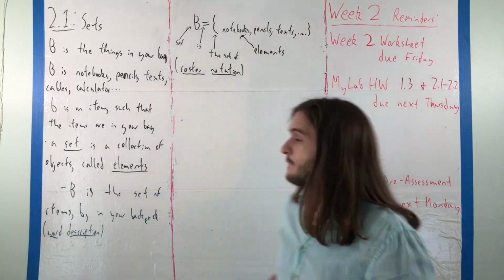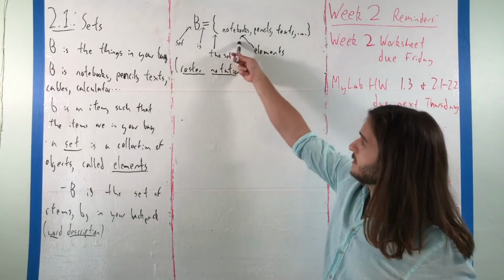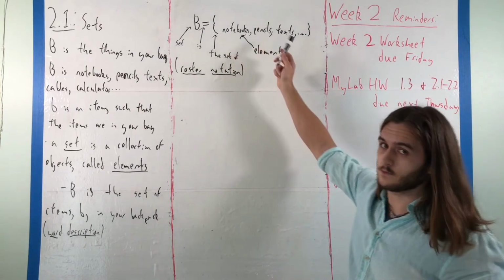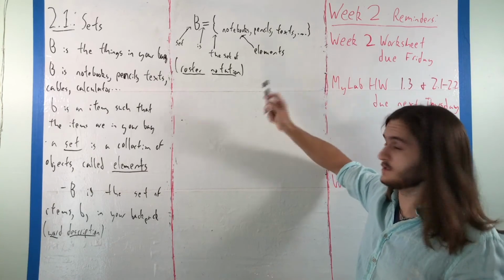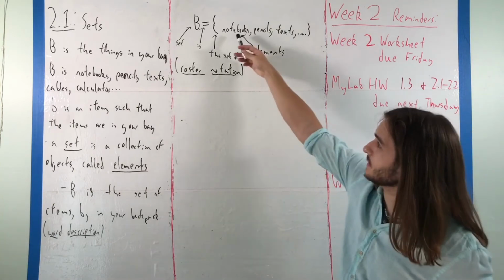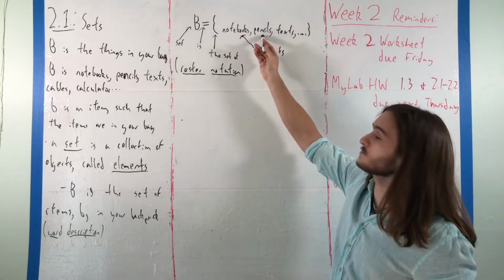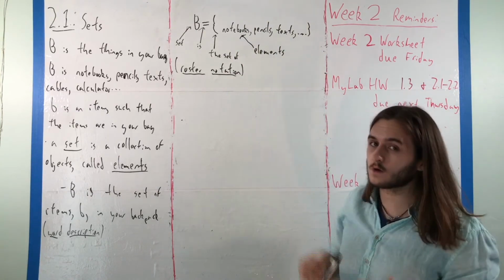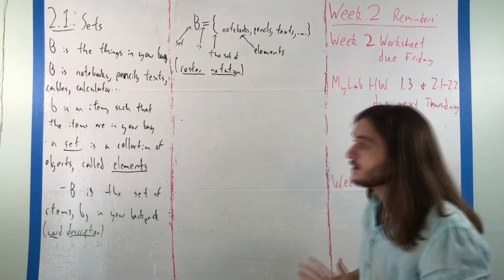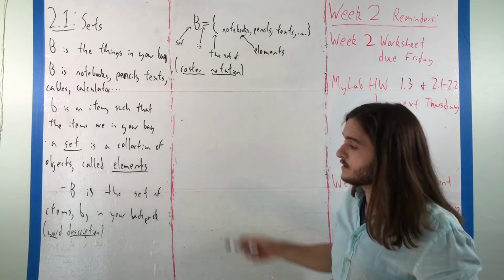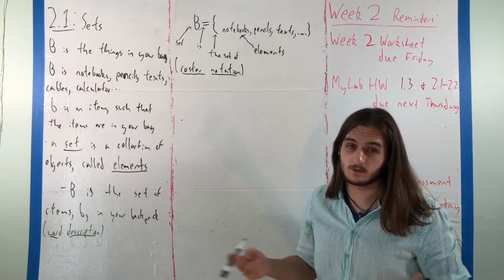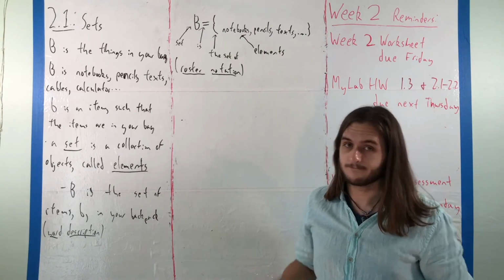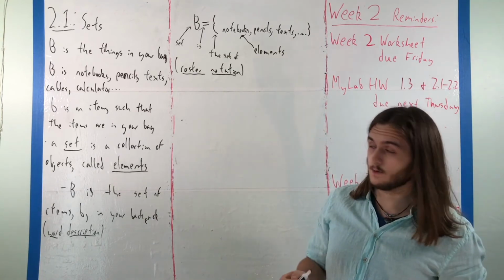So in the same way, if I rewrite the order in roster notation, I'm not changing the set. Set B is the same whether that's notebooks first, pencils first, texts first, or anything else that's in there. Order does not matter, because all that matters is the definition. As long as we're not changing the definition in any way, we're not changing the set.